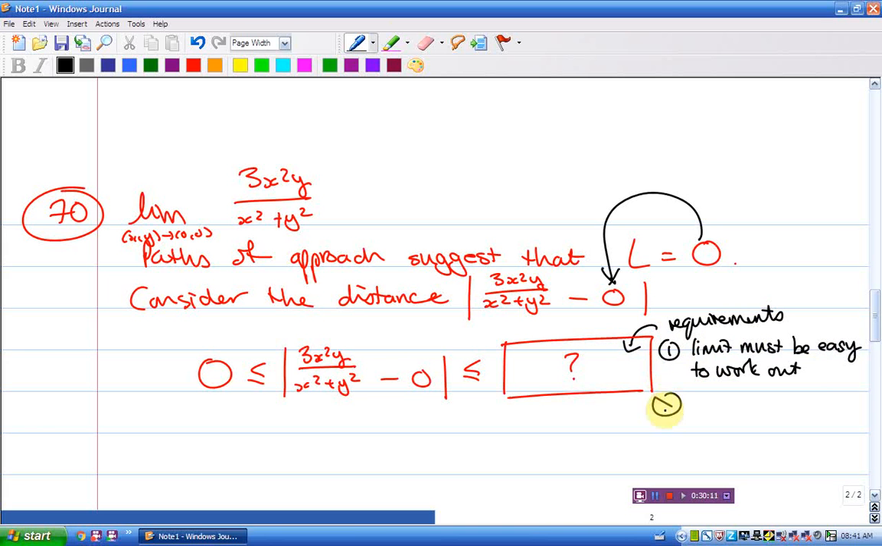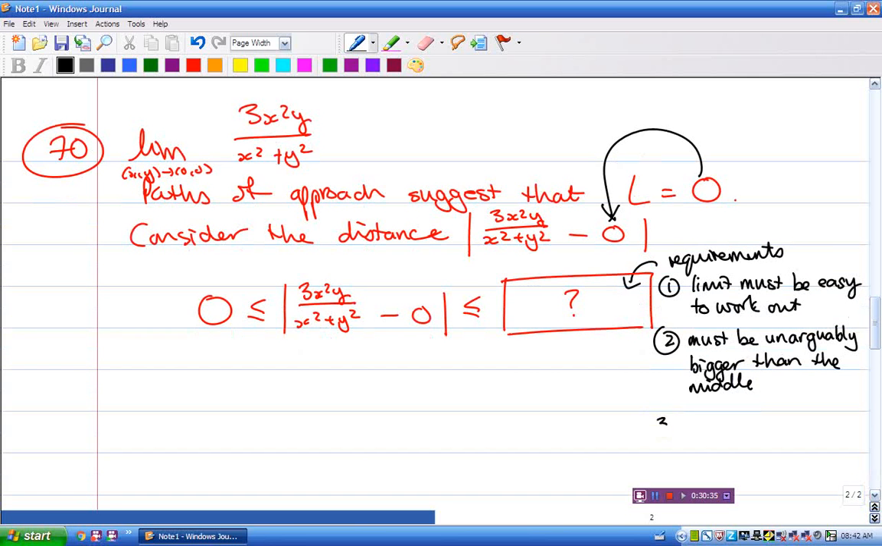Number 2, it must be unarguably bigger than the middle thing. By the middle, I mean that absolute value thing in the middle. That's the bit where people fall down. Let's say it is unarguably bigger, and let's say the limit is easy to work out. If the limit isn't 0, then there's no squeeze happening.